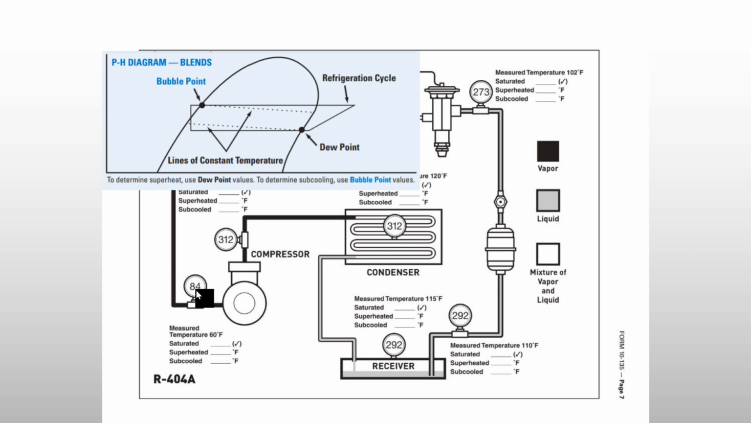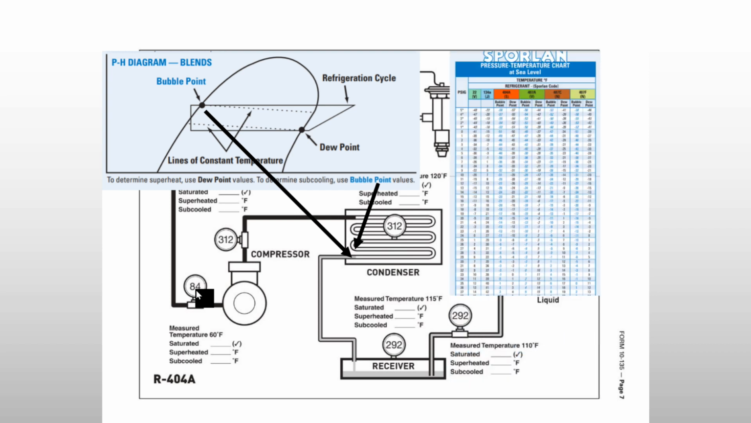Now, it also tells you to determine subcooling, use the bubble point. So we also call that bubble cool. That's taken off the internet. People are using that terminology now. And that's used at the outlet of the condenser. It's used to the inlet of the TXV. Right, that's all going to be your bubble point.